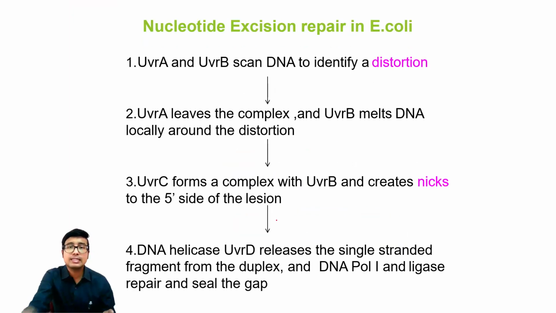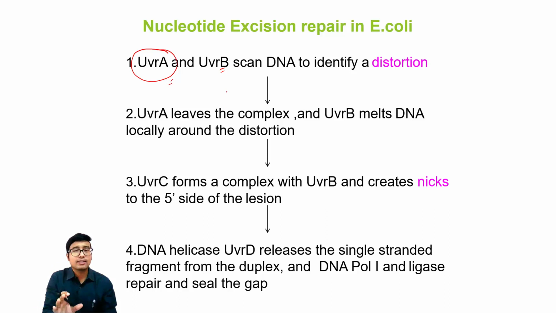Now what happens in this mechanism? We need the help of machineries known as UVR, UV light repair proteins. There are specifically four types of UVR proteins: UVRA, UVRB, UVRC and UVRD. We will first look at the flow chart, then the two-dimensional schematic diagram that you need to give in your exam, and finally we will visualize the whole thing with a 3D video, and then go into the clinical implication.